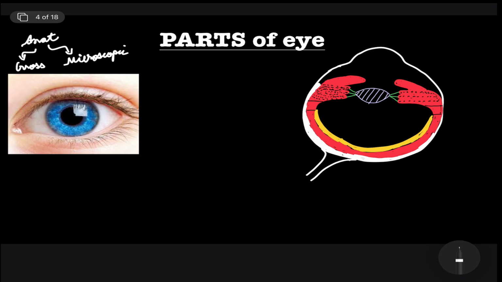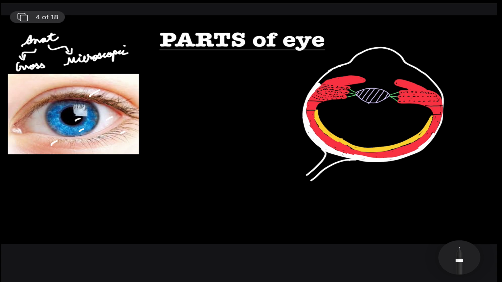So for example, when you're seeing a human eye, what are the things that you can already see? You can see that there is this white portion, there is this blue portion, there is this black portion, there are these eyelashes, there is eyelid, two eyelids, right? These are the gross anatomical parts of the eye.